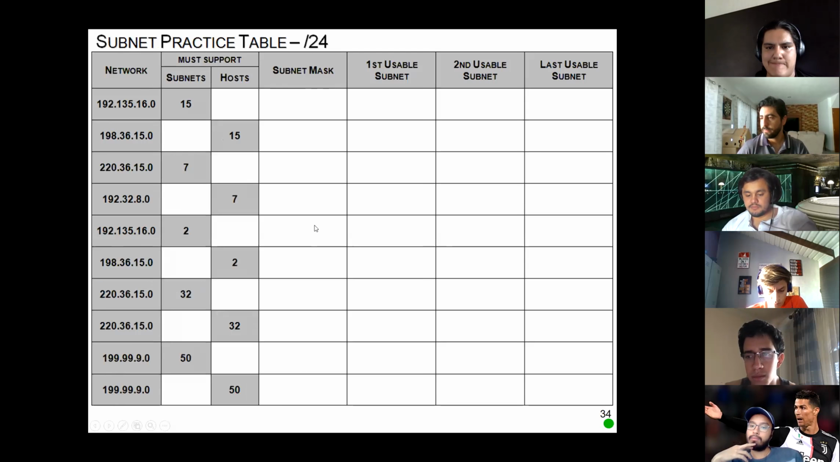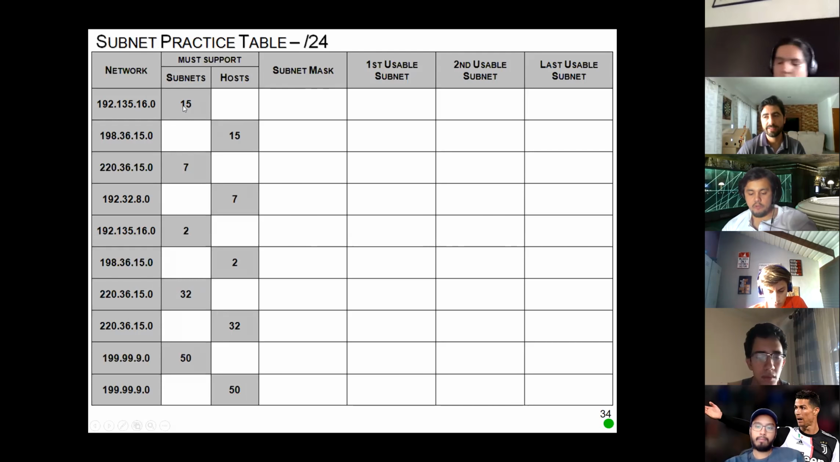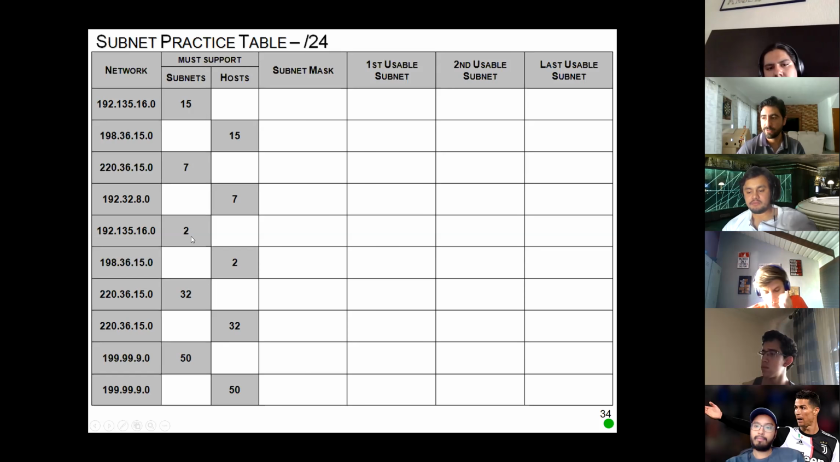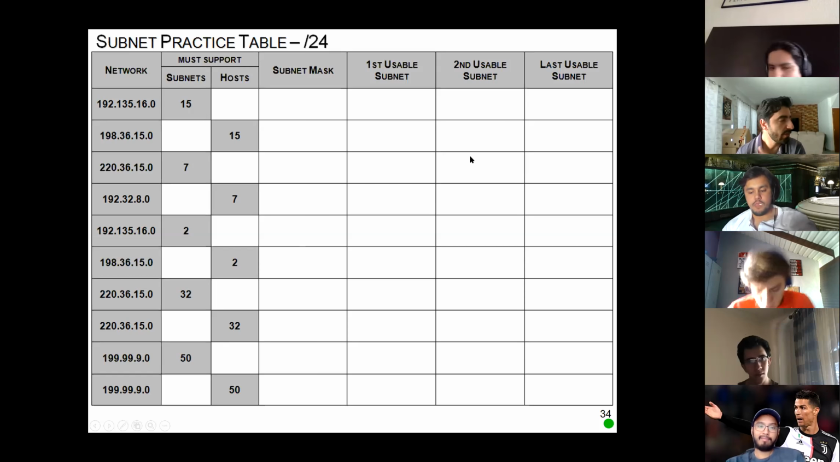So, about this. Here it's a little bit different now. Here we have different IP addresses, and it's asking you something different. For example, here I want 15 subnets. Here I want, for example, 15 hosts, 77.22. Okay, this is different. But has anyone solved this?